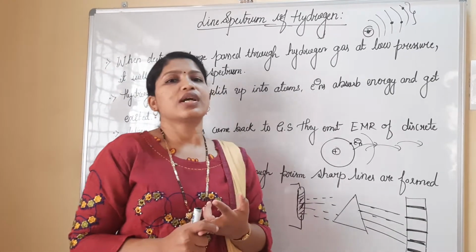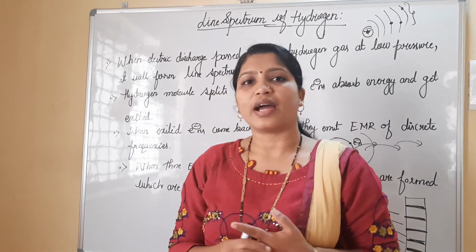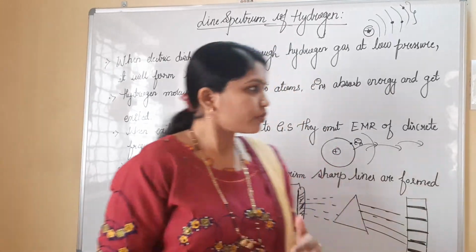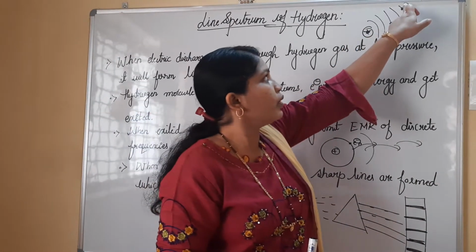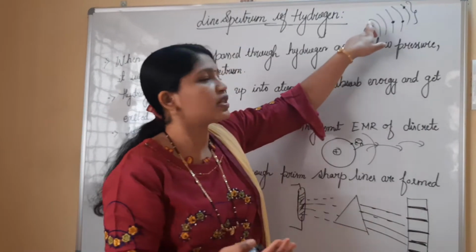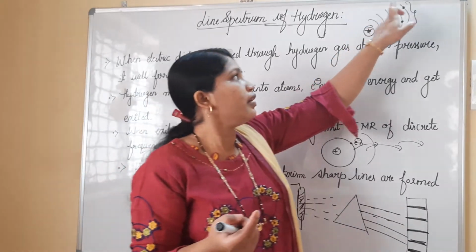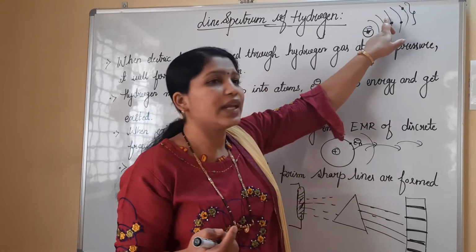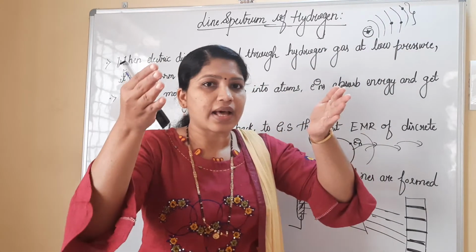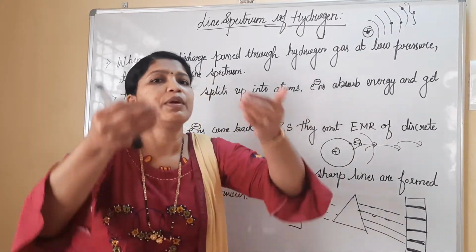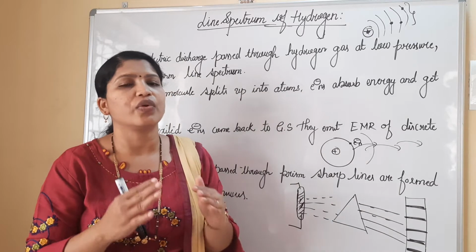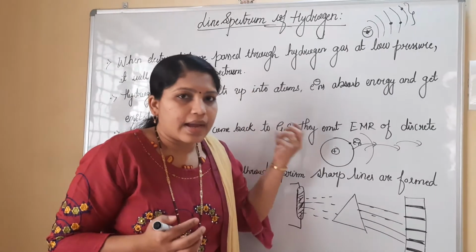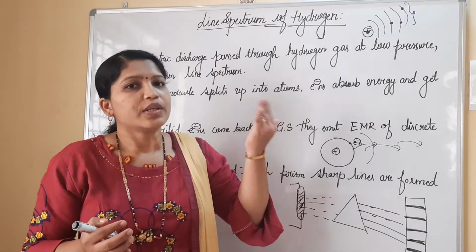Based on this discontinuous line spectrum shown by hydrogen, we will be having different kinds of series. Once the electron comes from the last shell to the first shell, that is n equal to 1, or comes back to n equal to 2, or to n equal to 3, based on those electrons coming back to the energy levels, we will be having certain series with respect to these electron movements, absorption and emission.